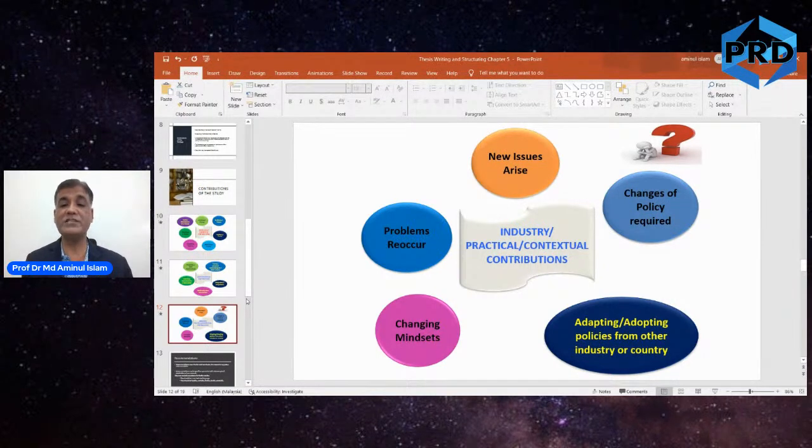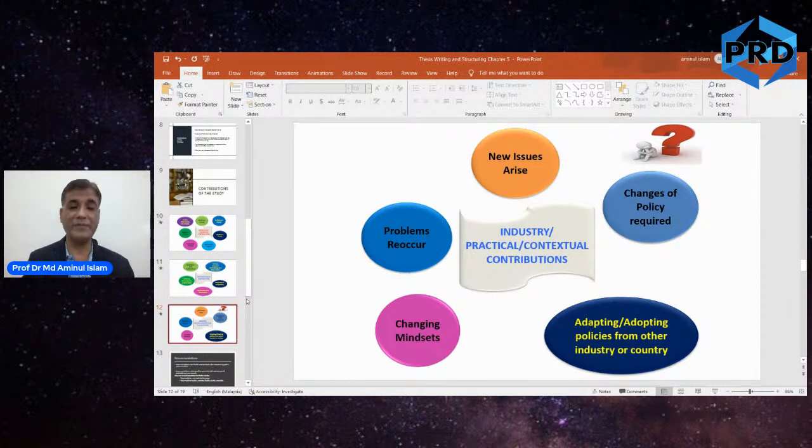Adapting or adopting policies from other industry or other country. So when you are doing research, say for example in Indonesia, then you can adopt policies from Europe, you can adopt policies from Middle East or Africa, all right? Or you can adopt it or you can adapt it, okay?